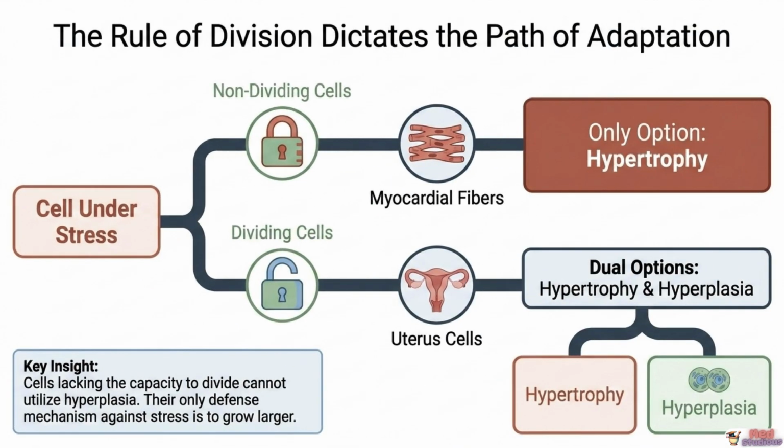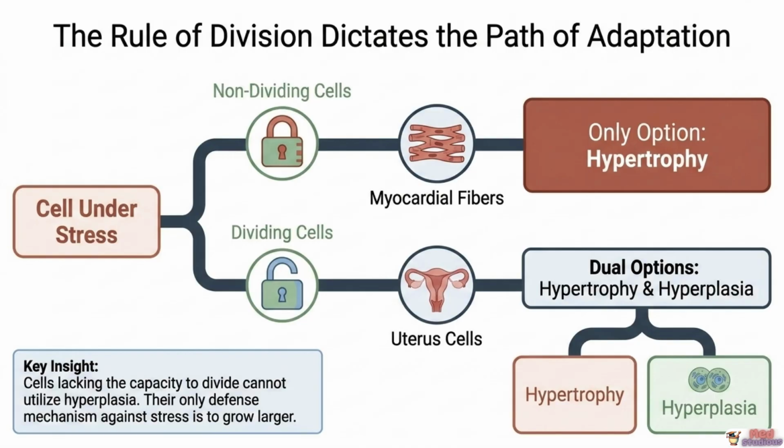Here is one of the most important and most frequently examined rules in the entire pathology of cellular adaptation. A cell's ability to undergo hypertrophy versus hyperplasia is determined entirely by whether or not that cell is capable of dividing. Non-dividing cells, cells that have permanently exited the cell cycle and lost the ability to replicate, have only one adaptive option available to them when stressed: hypertrophy. They cannot make more copies of themselves. So instead, they grow larger.